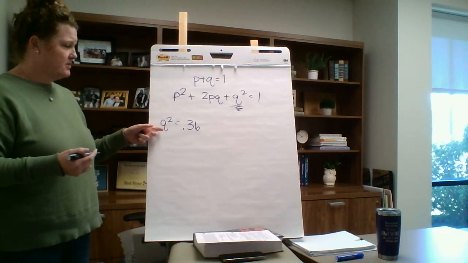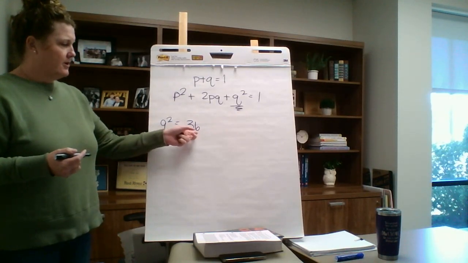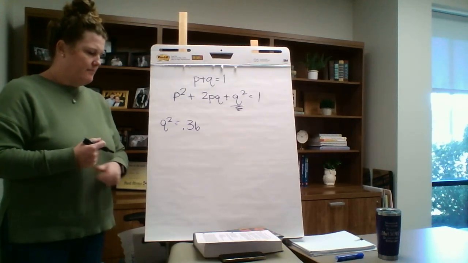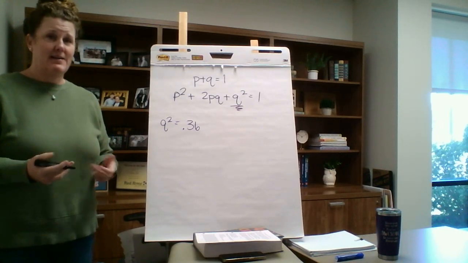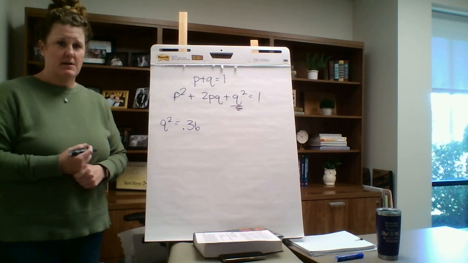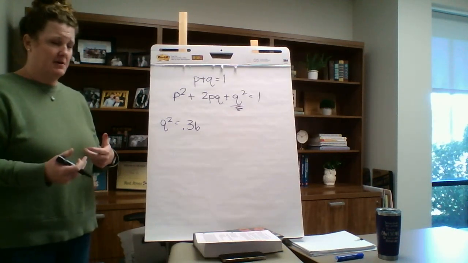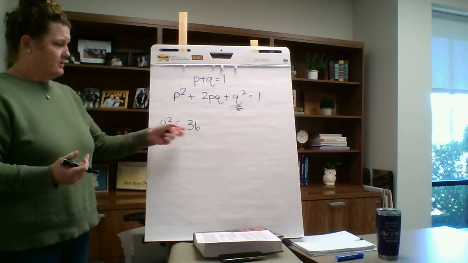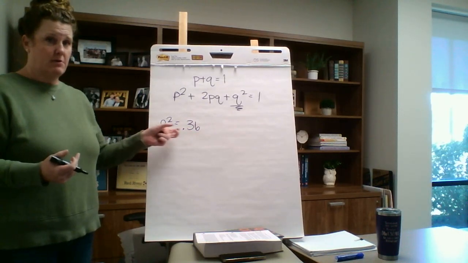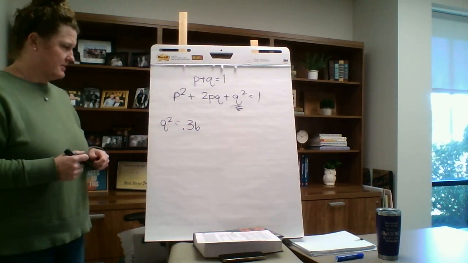Okay, so we're always going to start with Q squared. The frequency there is 0.36. And if you look on letter A, that's the question that it's asking. The first question is the frequency of the little a genotype. So that's going to be 0.36. So Q squared equals 0.36.